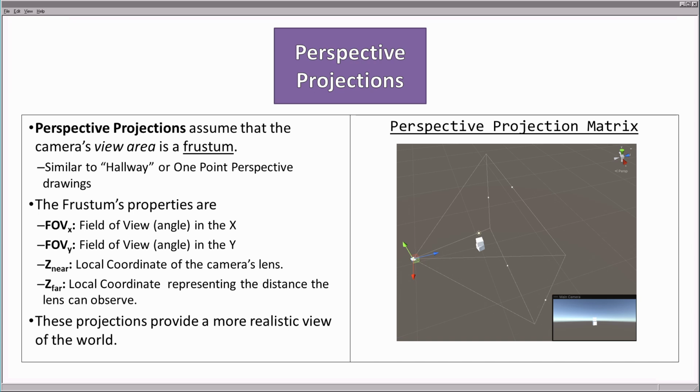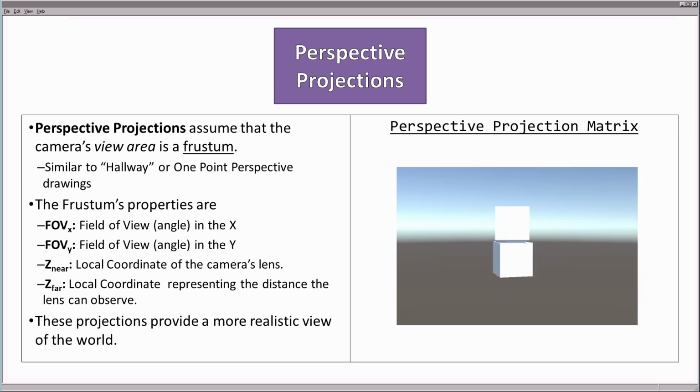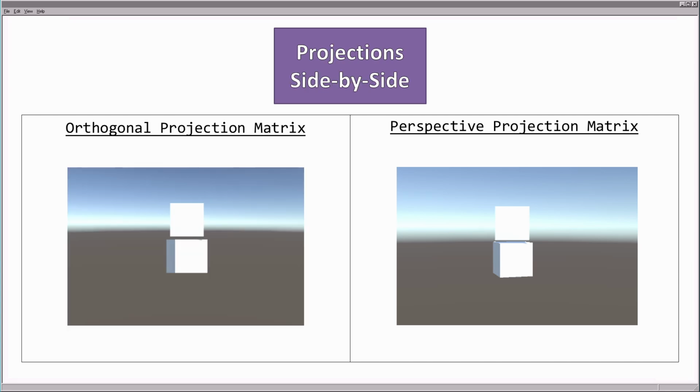These projections provide a more realistic view of the world. We can see the more complicated matrix used to implement a perspective projection. Now, we can see it represented where we notice that the cubes appear less flat. Seeing this side by side, we can see how the orthogonal projection flattens the object to its plane, whereas a perspective provides more dimension. One detail to keep in mind is that we frequently use both orthogonal and perspective projections, but commonly for different purposes.